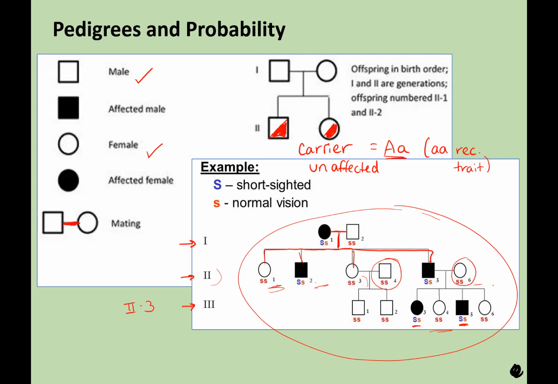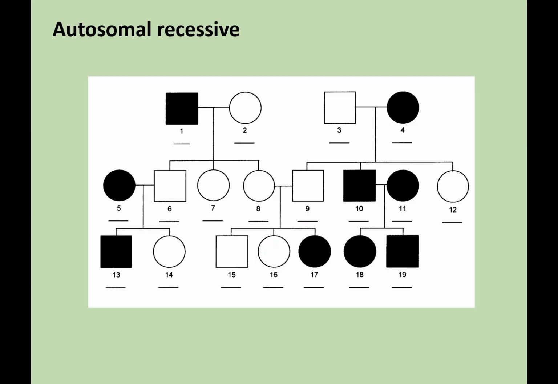All right, so let's look at the 5 types of pedigrees you need to be able to recognize and how you do that. So this first one is autosomal recessive. That means affected people will be homozygous recessive. So, looking at this pedigree, if you knew it was autosomal recessive, you could start filling in the genotypes for some of these people.